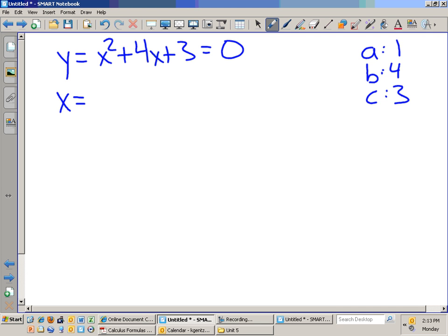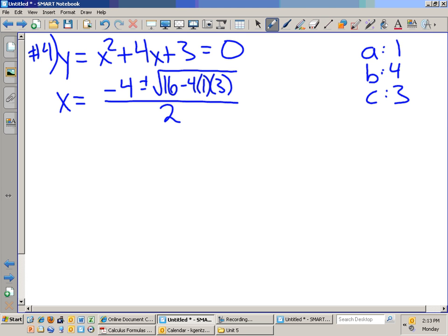I'm doing problem number 4. X equals negative B, or negative 4, plus or minus the square root of, what's B squared? 16, very good. Minus 4 times A is 1 and C is 3, divided by twice my A value. So the first goal is to make sure you plug everything correctly into the quadratic formula.